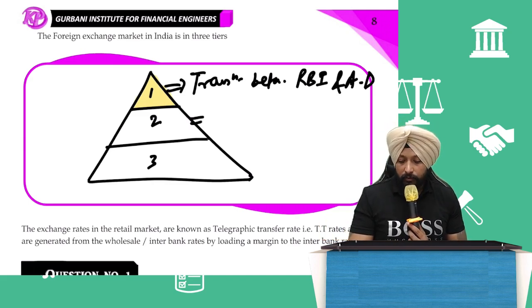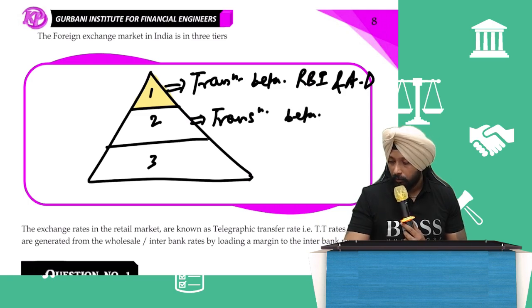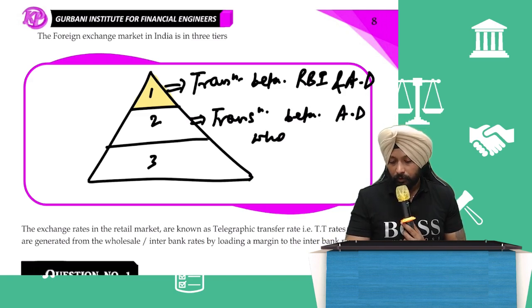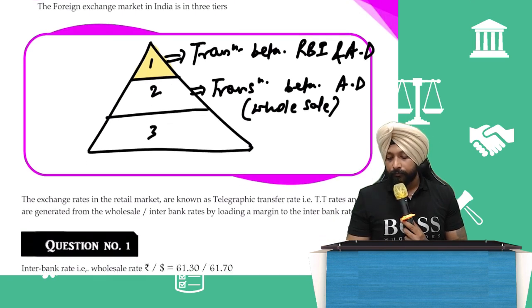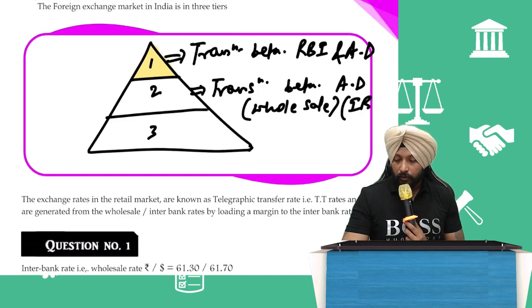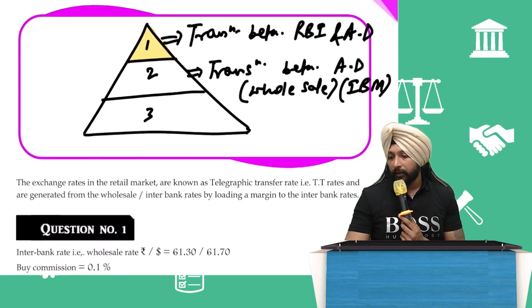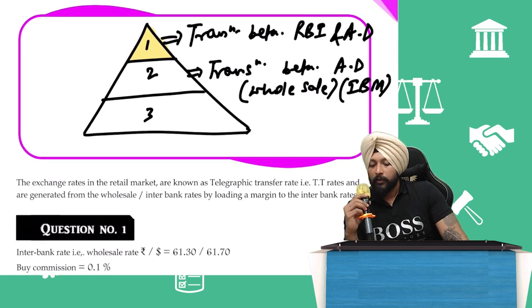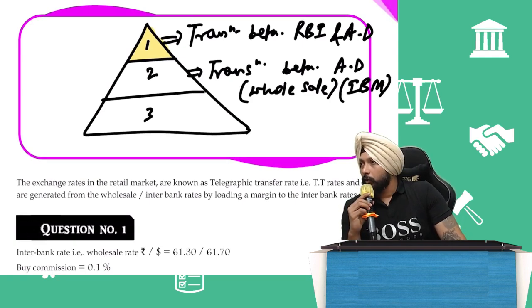Tier 2 market. It's a market where transactions are taking place between authorized dealers. We can also refer to it as the wholesale market. And sometimes institutes in their questions will use the language interbank market, IBM. That is the Tier 2 market, the wholesale market.